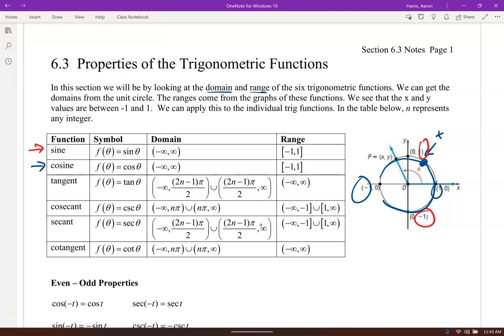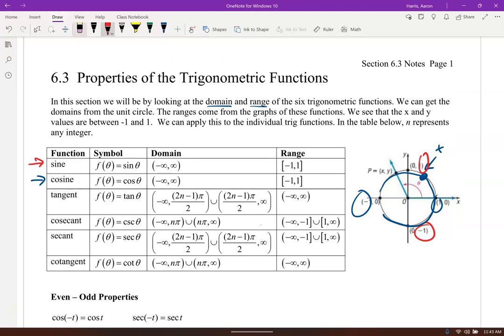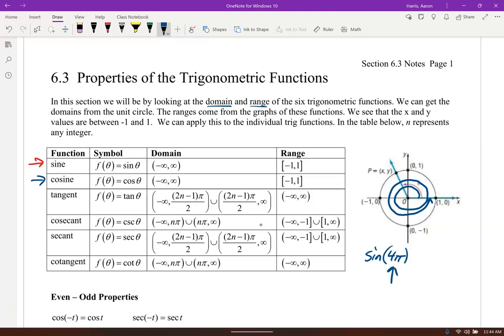And your domain, that's just talking about the input. You can find the sine of anything. We could rotate it as much as we want. Maybe we'll go around 2 times, 2 times 2 pi, 4 pi times around. This number could be anything. So there's no restrictions on our domain, but the outputs will always be between -1 and 1. For the cosine, no restrictions on the domain, and the output is between -1 and 1. They're all listed there with the domain and range.